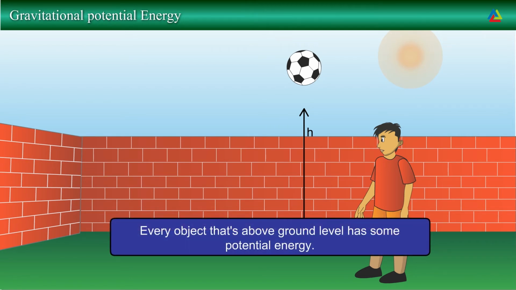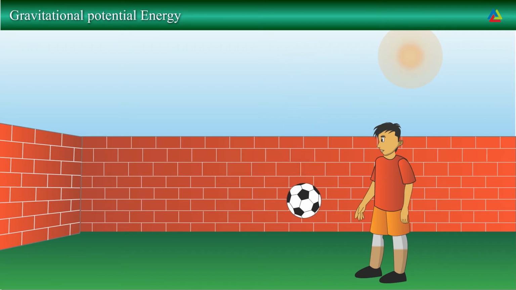Energy of an object due to its position is called potential energy. Every object that is above ground level has some potential energy. This energy is called gravitational potential energy. An object increases its energy when raised through a height. This is because work is done on it against gravity while it is being raised.